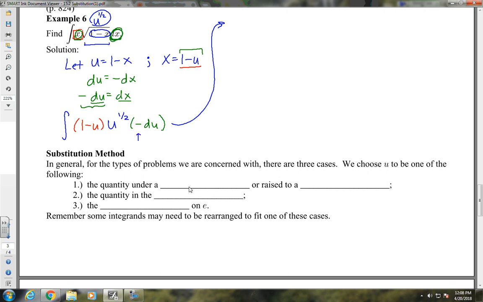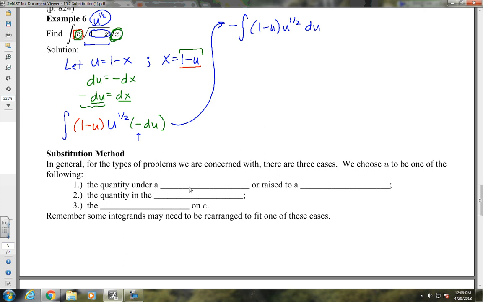I know that represents a negative 1, so an easy way to handle it is to move it in front of the integral just like you would any constant. And we have 1 minus u times u to the 1/2 du. Now notice I still have a product there, but the product is different from the original.